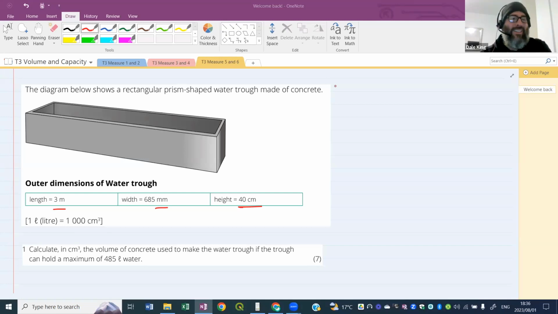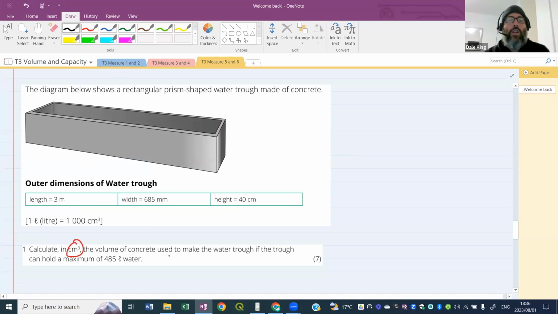Question 1. Calculate in, thank goodness, centimeters cubed, the volume of concrete used to make the water trough if the trough can hold a maximum of 485 liters. Now, do not be blinded by the simplicity of this question or how simple it looks. There's a lot in here. Calculate in centimeters cubed the volume. So we need volume. You know the formula for that, right?